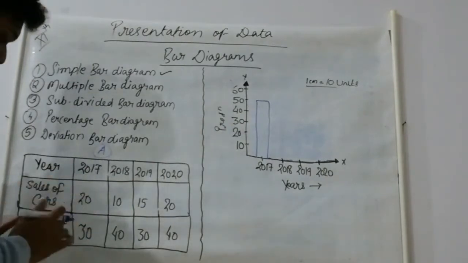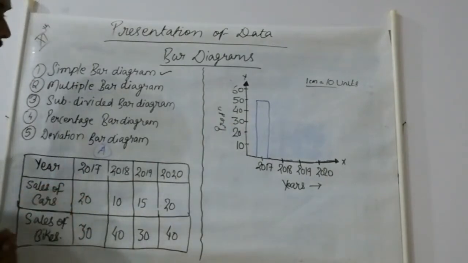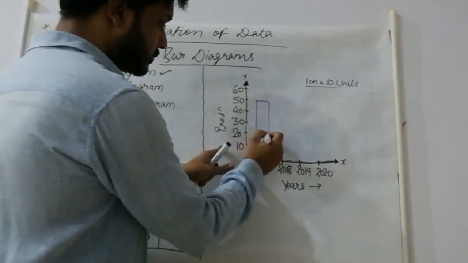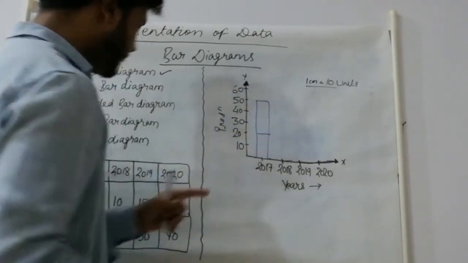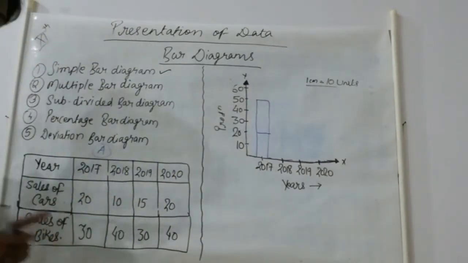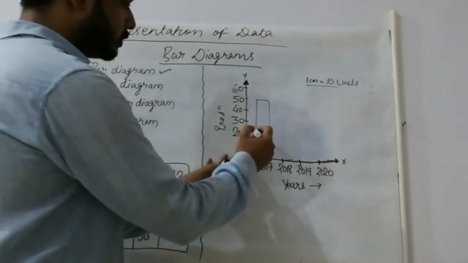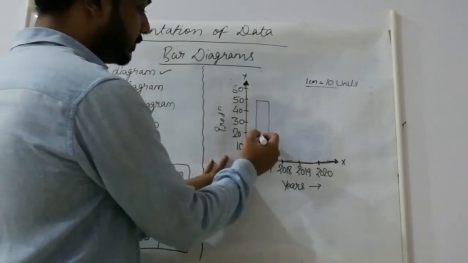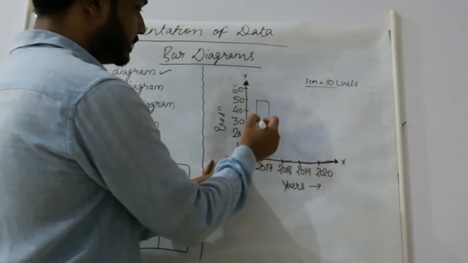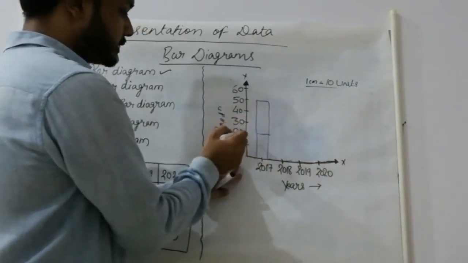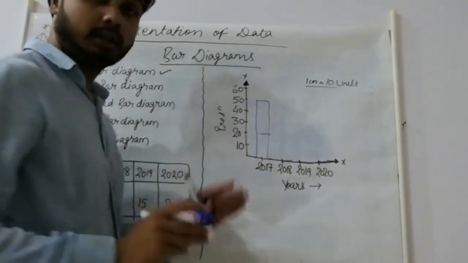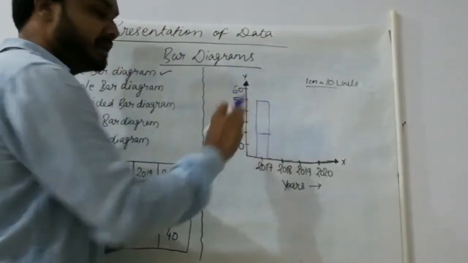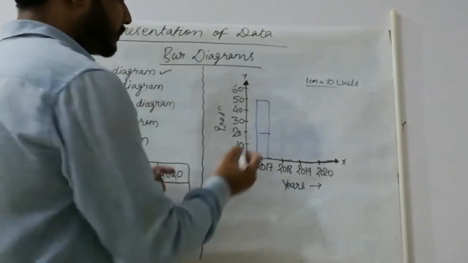Now just divide this. Sales of car is 20, so from 0 to 20. And the remaining one, sales of bike, that is 30. It is automatically done. You can see here it is 20, so from 20 the sales of bike will start from here to here. So 50 minus 20 will come 30 only. This column will represent our sales of bike.